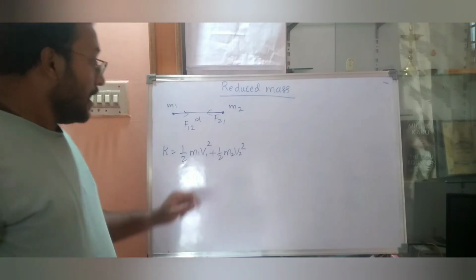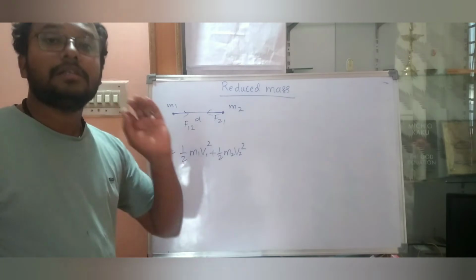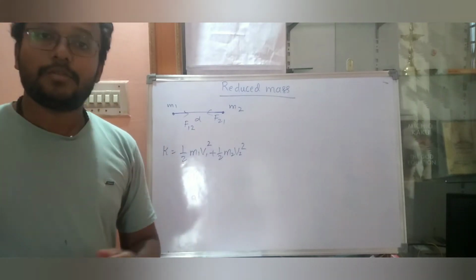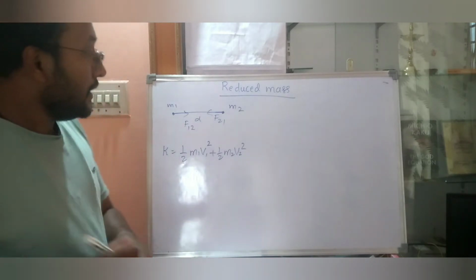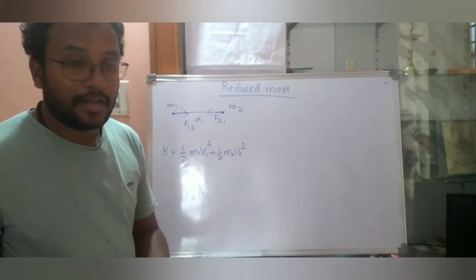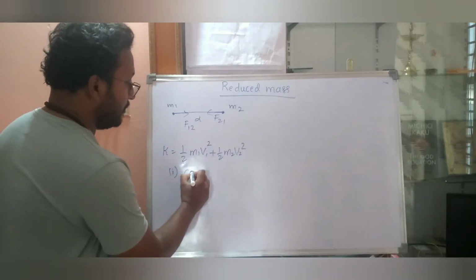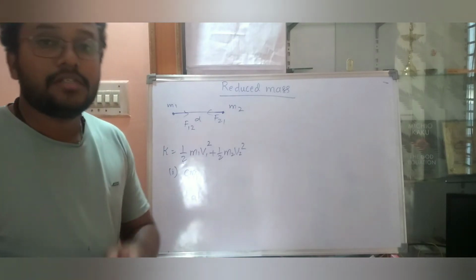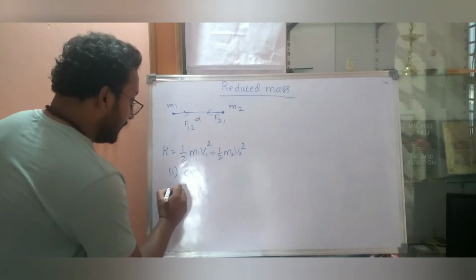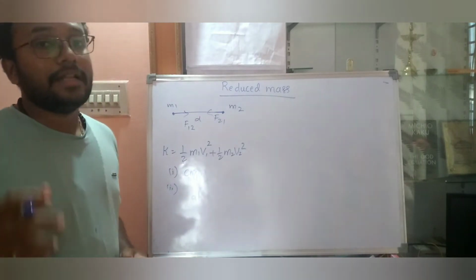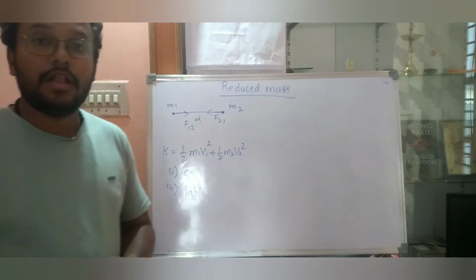But the question is, from which frame of reference have we calculated this v1 and v2, the speeds of the particles? There are two frames possible. One is the frame which is fixed at the center of mass of the system of these two particles, and the second one is any laboratory frame of reference.